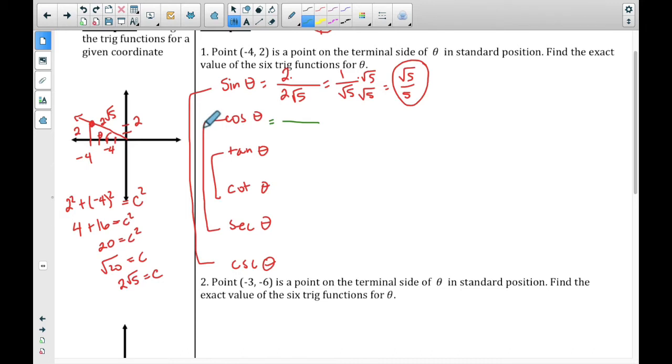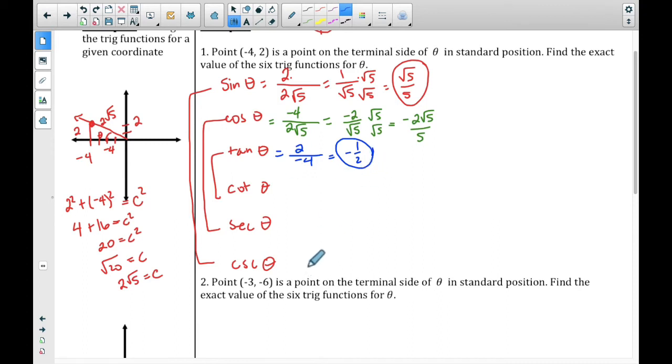Okay, cosine is adjacent over hypotenuse. That's going to be negative 4 over 2 radical 5. And so once again, we multiply by radical 5 to get rid of that radical 5. It does reduce. And then we multiply by radical 5. We get negative 2 radical 5 over 5. We will do tangent. And tangent does not have a radical in it, so that makes it a little bit easier. And so we get negative 1 half.